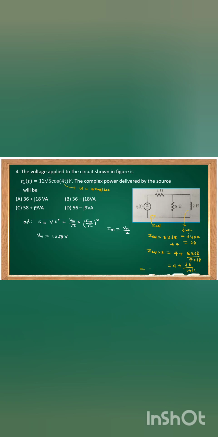Then you simplify this, what can you get, friends? That is 4 plus j4 plus j8 by 1 plus j1. Correct? Then what Z equivalent are we getting? Z equals 4 plus j12 by 1 plus j1.